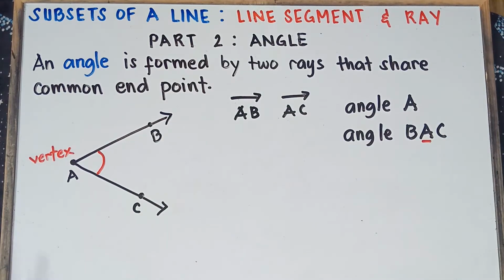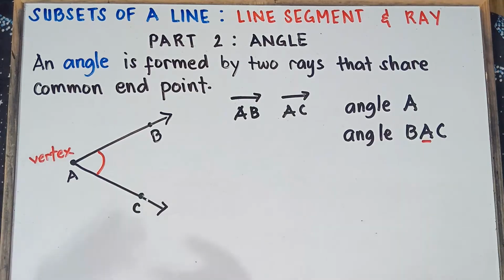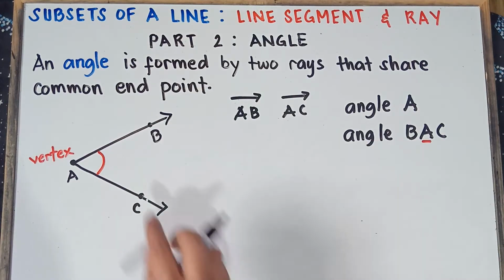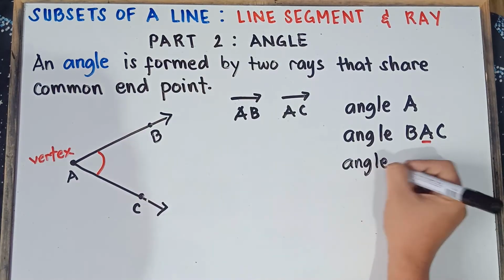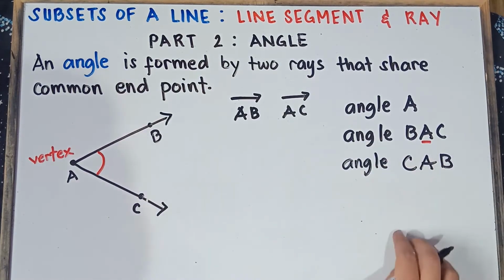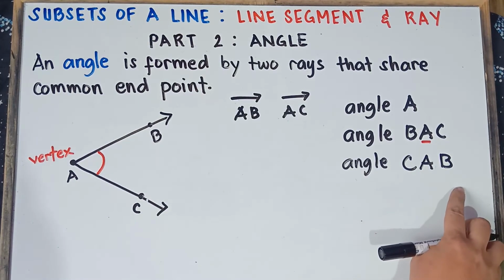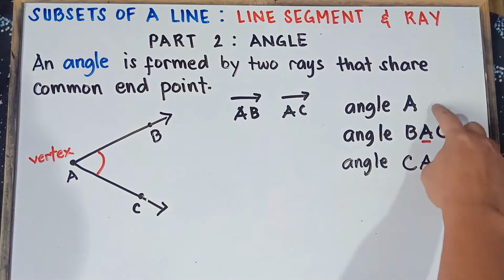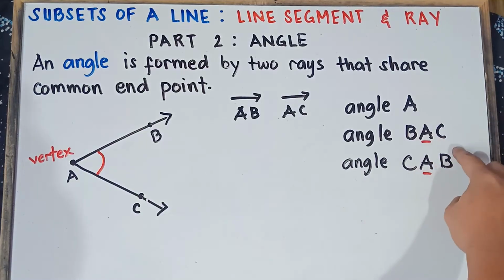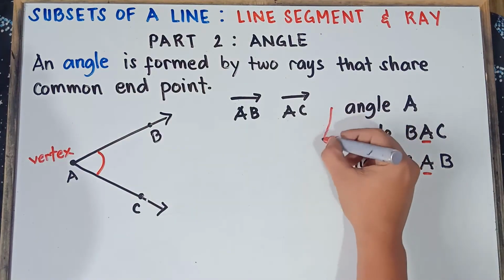Or can we name this one CAB, sir? Is CAB the same with angle BAC? Yes, class, that's actually the same. Once again, angle BAC is just the same with angle CAB. Just make sure, class, that this letter A will be the center part of the following letters. Angle A is just the same with angle BAC. Angle A is just the same with angle CAB.